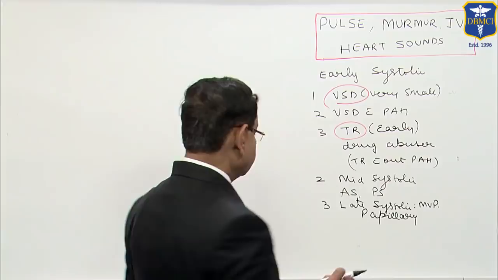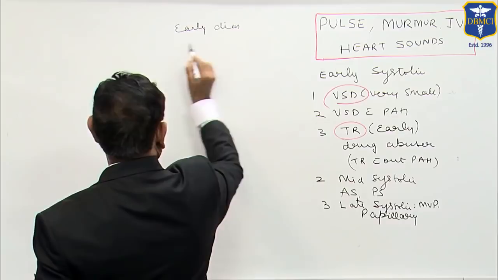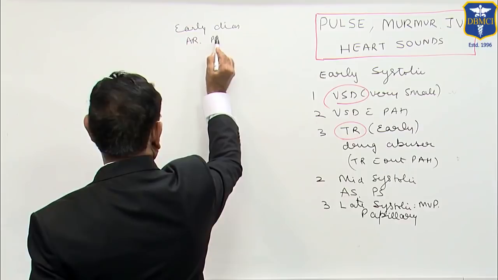As far as diastolic murmurs are concerned, early diastolic murmur is seen in AR and PR, early diastolic.